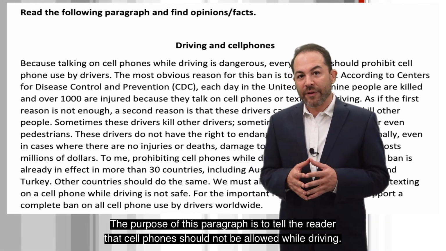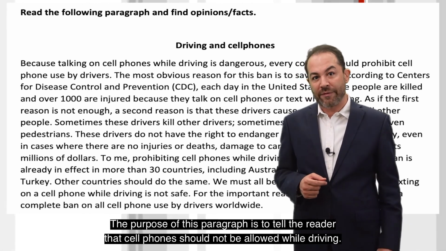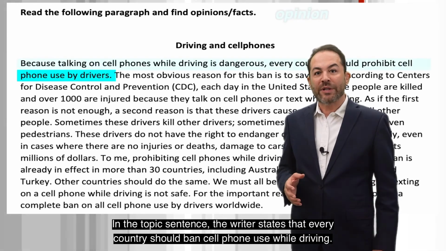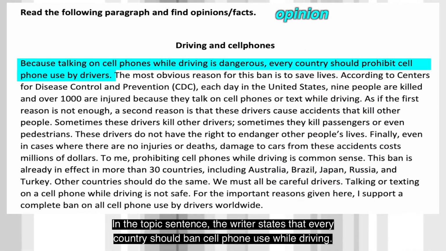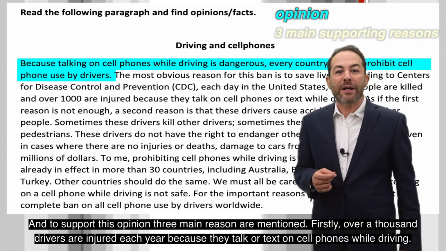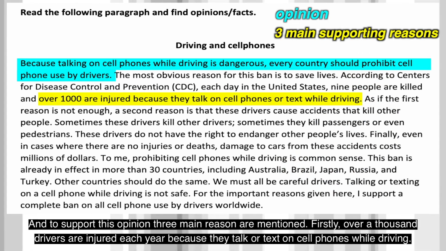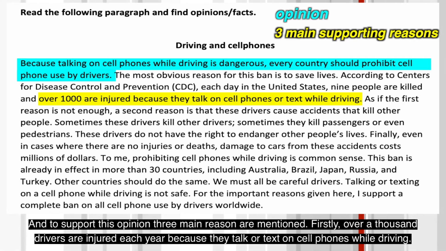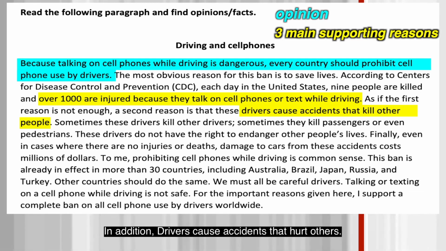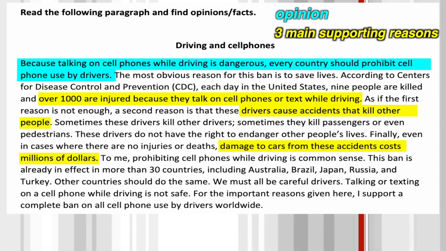Now, the purpose of this paragraph is to tell the reader that cell phones should not be allowed while driving. This is the topic sentence, and it is an opinion. In the topic sentence, the writer states that every country should ban cell phone use while driving. And to support this opinion, three main reasons are mentioned. Firstly, over 1,000 drivers are injured each year because they talk or text on cell phones while driving. In addition, drivers cause accidents that hurt others. And finally, damage to cars costs millions of dollars.